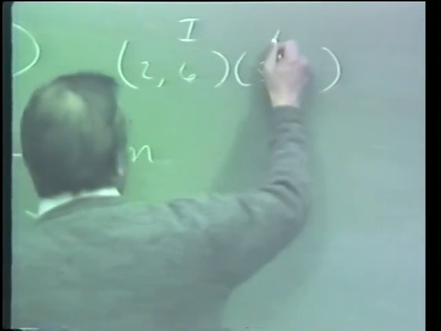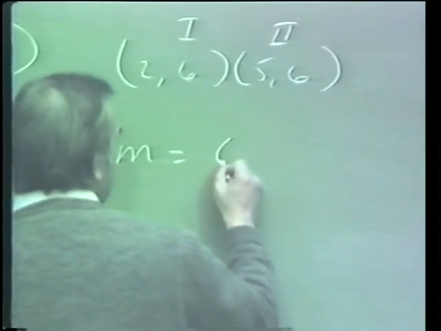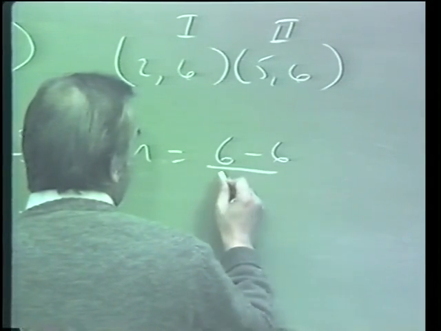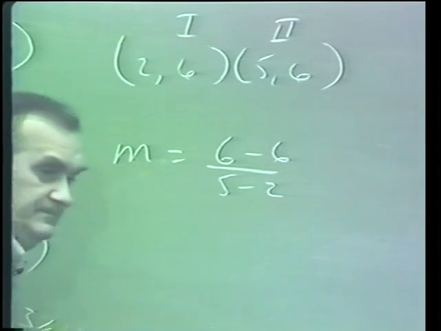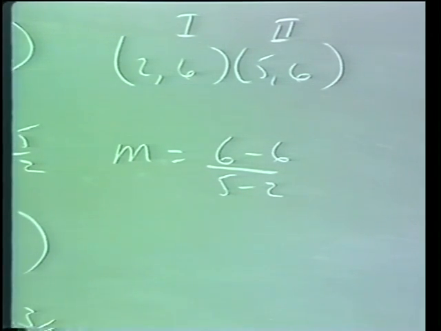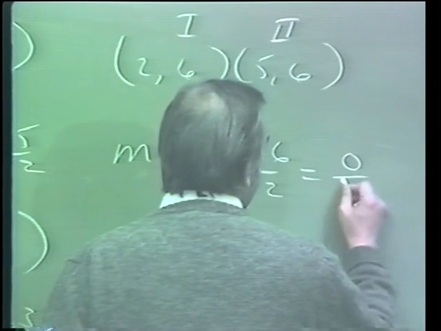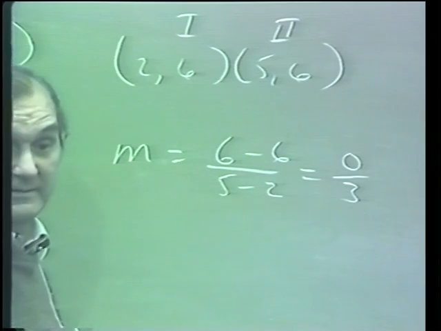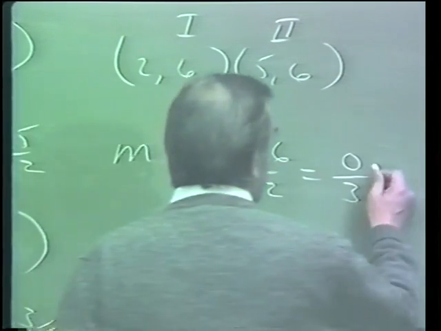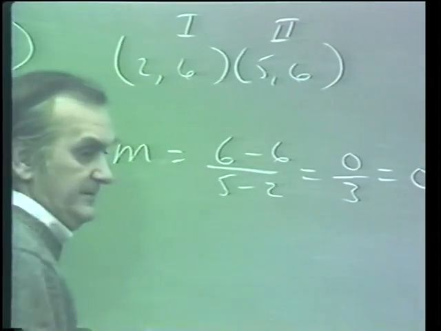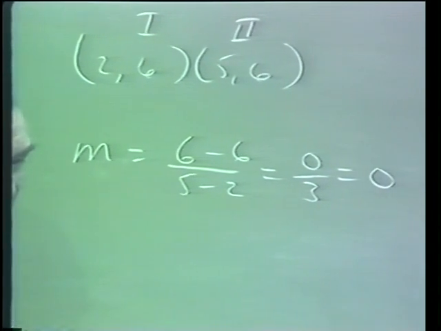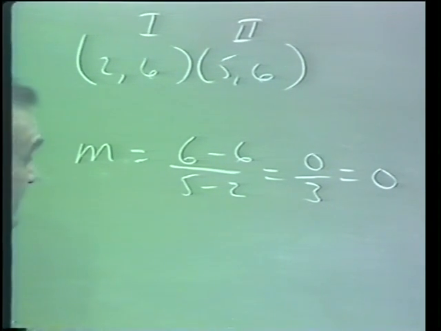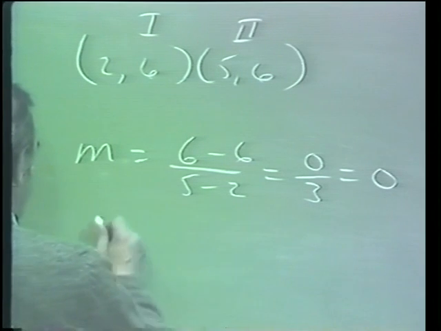Point 1, point 2. So we have y2, which is 6 minus 6 over 5 minus 2. Cleaning this up, we have 0 divided by 3. But 0 divided by anything except 0 is 0. So this line has a 0 slope. Does that mean that it's 3 units then to the right? That means it's 0 units up and 3 to the right? Sure. One more.